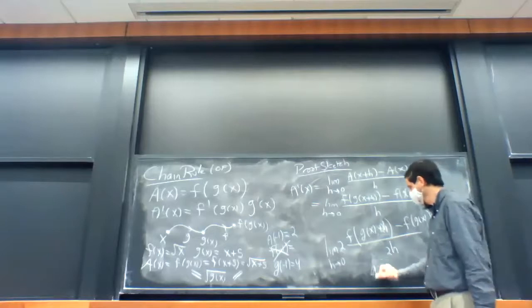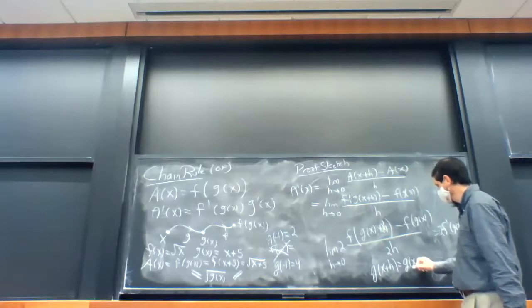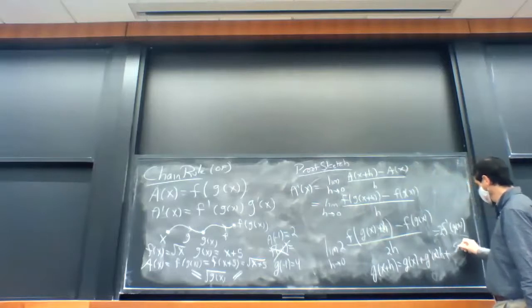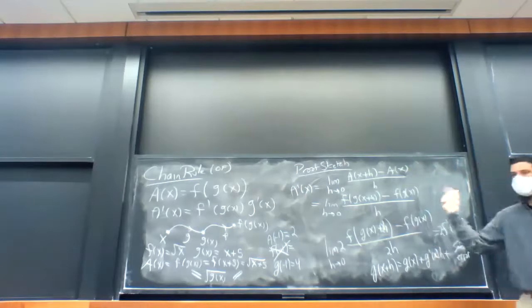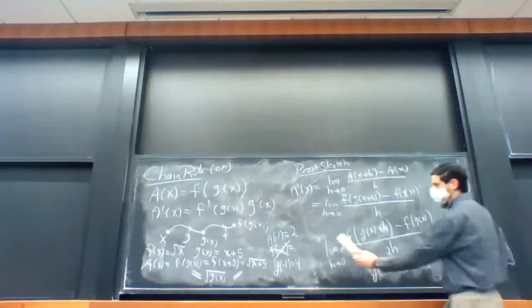And so if we say g of x plus h is g of x plus g prime of x times h plus small error, that's going to kind of give us the f prime of g of x times g prime. So that's one way to see it.